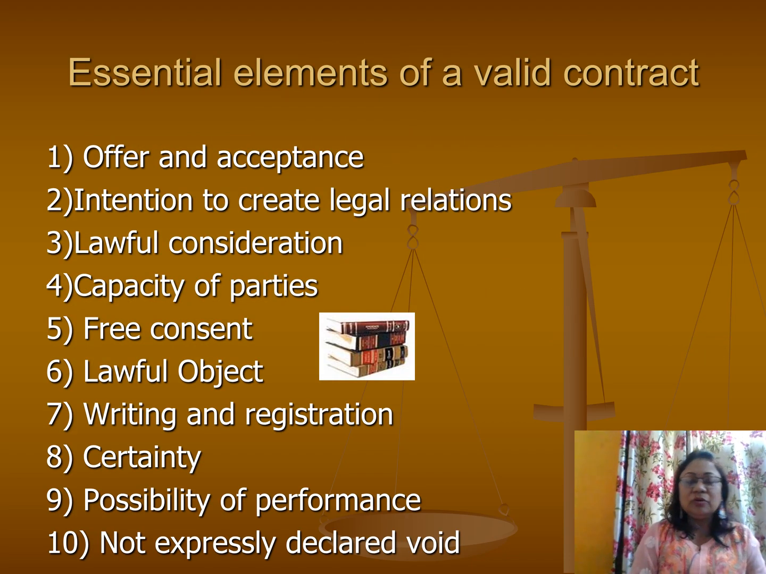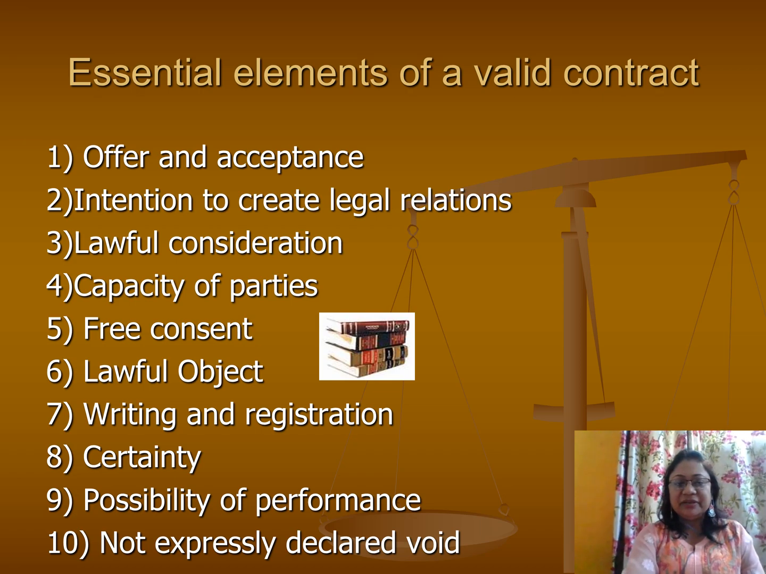Now let us look at the essential elements of a valid contract. There are in all 10 essential elements for a contract to be valid or enforceable. Some of the points are rather lengthy and they contain a lot of provisos and a lot of exceptions, whereas some of the points are very much in short and simple to understand. Now we will go through each of these in brief.